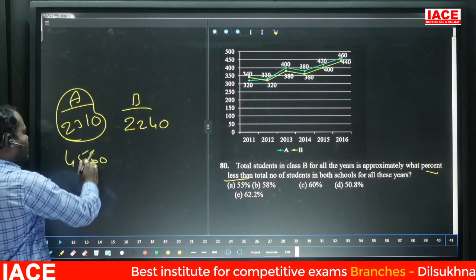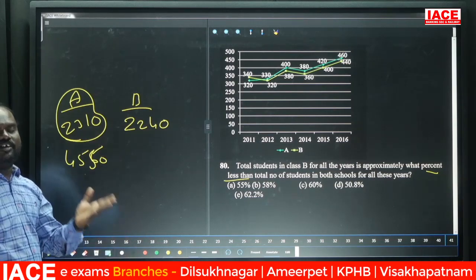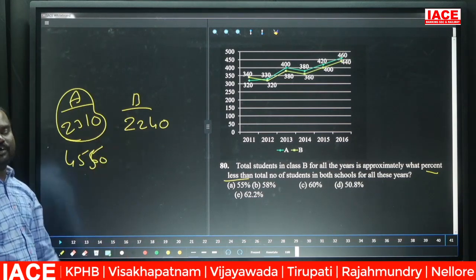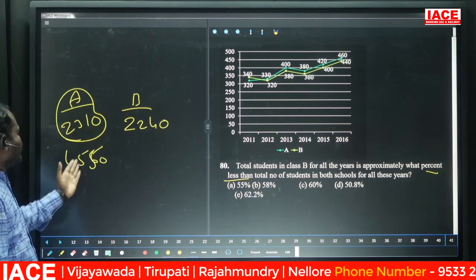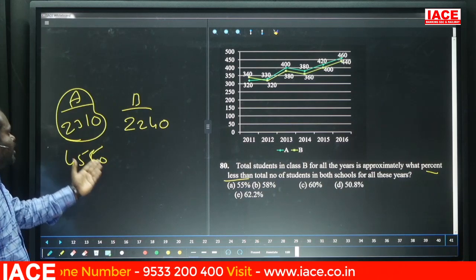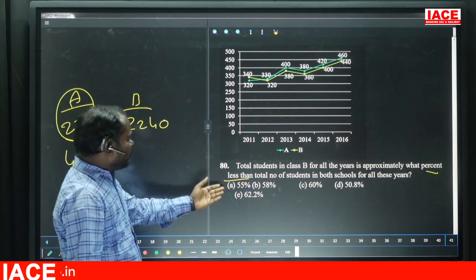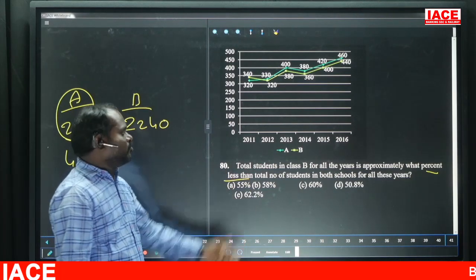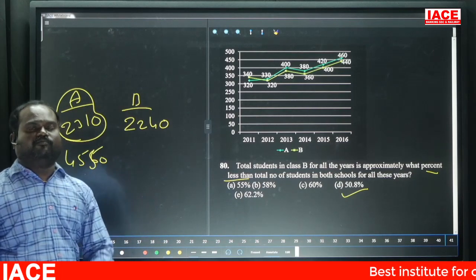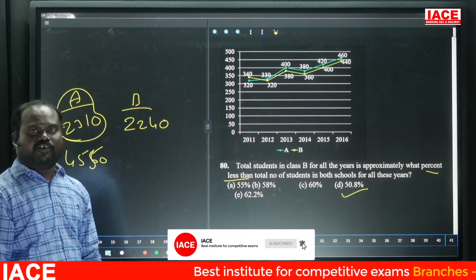Sorry, 4550. B is compared to how much percent less? Roughly we can see that 4550 is nearly half. Half of 4550 is 2275, so nearly half will be there. Since 2240 is a little less than half, the answer is obviously 50.8. Here there is no need to see the exact one; by thinking roughly we can get the idea, no need to do the exact calculation. 50.8, right?